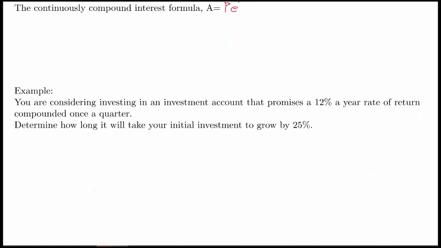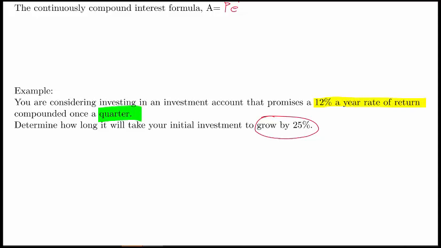Alright, so let's consider the next example. You are considering investing in an investment account that promises a 12% a year rate of return compounded once a quarter. And we want to know how long it will take our initial investment to grow by 25%. So we're going to need to be a little bit careful with this one. We want it to grow by 25%, and it promises a 12% a year rate of return, compounded once a quarter.